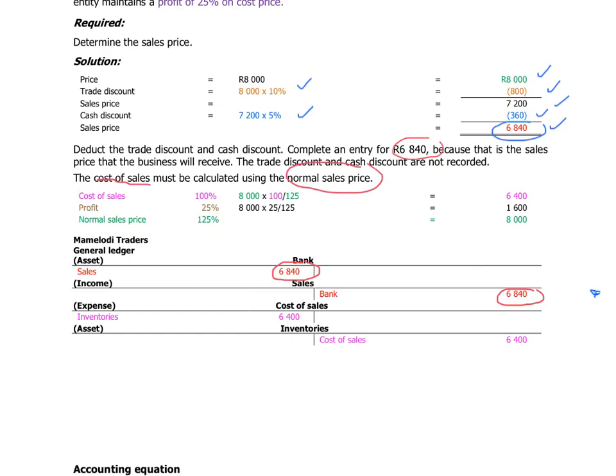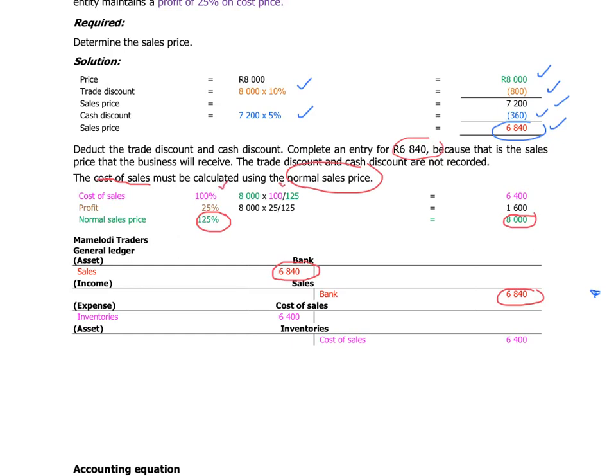Okay, cost of sales is 100%. The profit is 25% on cost. So I must add the 25 to the 100, and that means my normal sales price is 125. The normal sales price was given as 8,000 Rand. If I want to determine the cost price, I have to use this 8,000, multiply it with the one that we want to calculate.